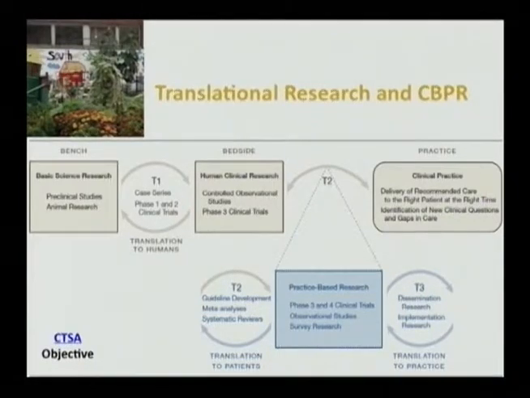And then we reach that T2 to T3 dissemination point, which is the practice-based research. So here we see phase 3 and phase 4 clinical trials, observational studies, and survey research. These are oftentimes guided by the development of guidelines and recommendations for treatment and diagnosis of illnesses, meta-analyses and systematic reviews that have been conducted, and these also guide and inform the interventions that we are designing for practice.